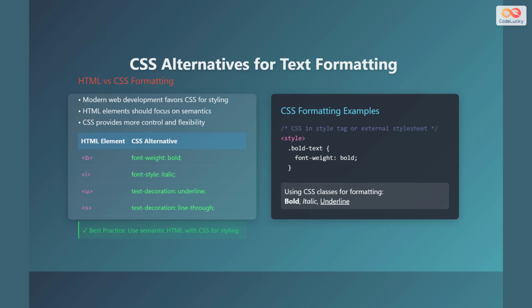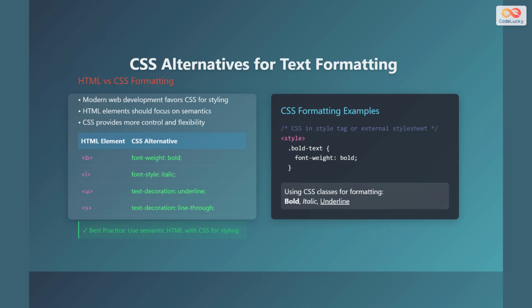Now let's explore CSS alternatives for text formatting. Modern web development favors CSS for styling, while HTML elements should focus on semantics. CSS provides more control and flexibility. Here's a comparison of HTML elements and their CSS alternatives.